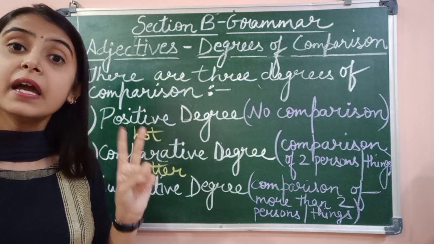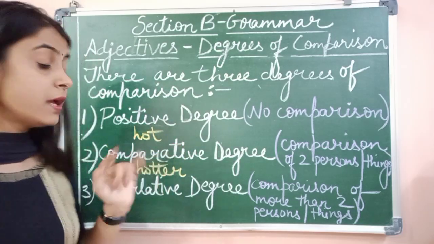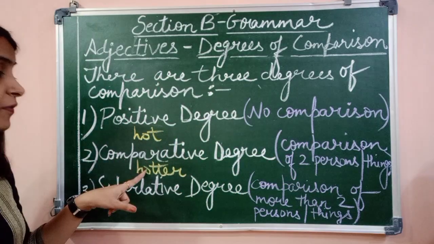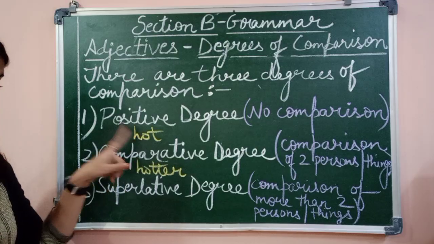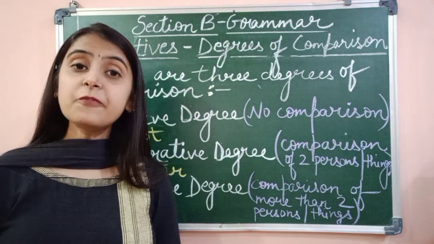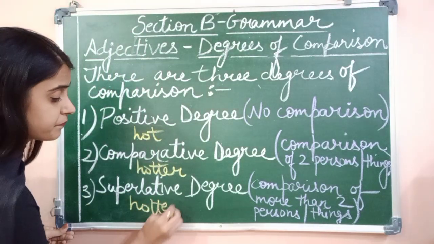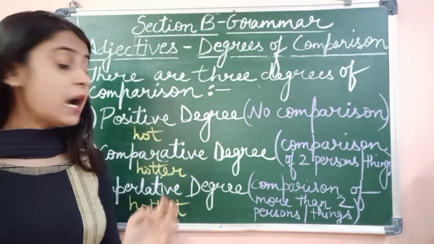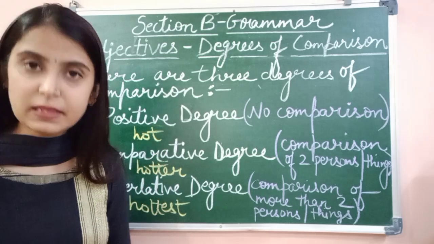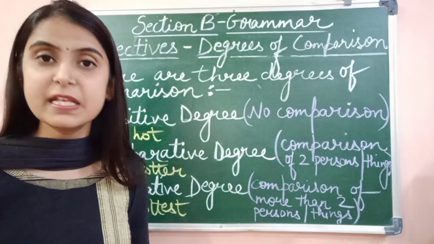So I am comparing today's day with the day before, that is yesterday. I am making comparison of 2 days. Right? So we have comparative degree here. Hot was positive, hotter is comparative. Right? But if I say 25th June was the hottest day of the month. Now it means that 25th June is the hottest among all the days. Right? So I am making comparison of 25th June with other days of the month.